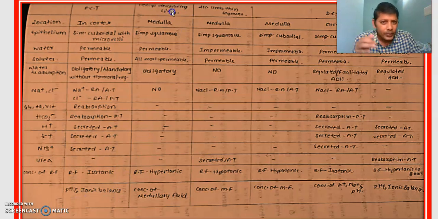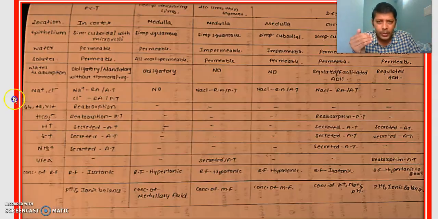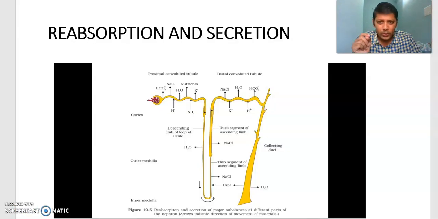Okay, now come to the descending limb of Henle's loop. Where is this descending limb? It is present in the medulla. That's the first point, its location is in the medulla. What type of epithelium is present here? Simple squamous epithelium. Important one, water. Is it permeable to water? Yes, I will show you here. Water is coming out of it. It is permeable to water.